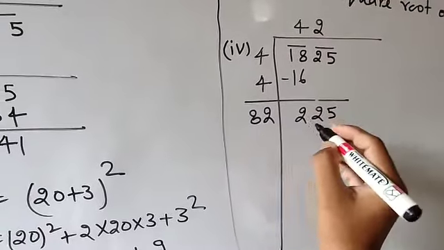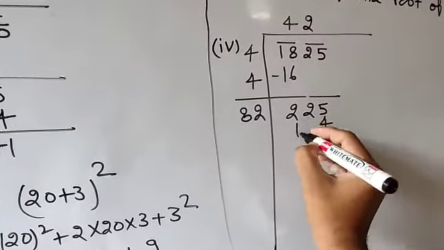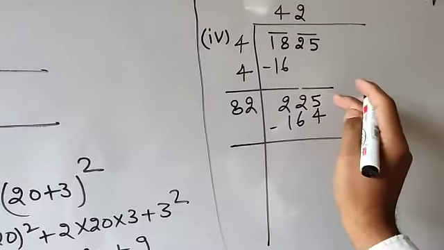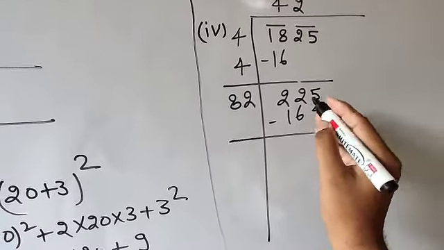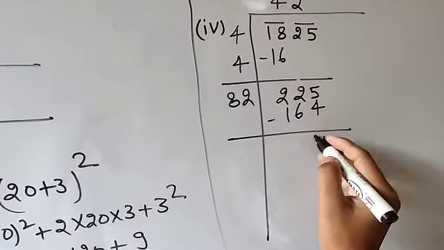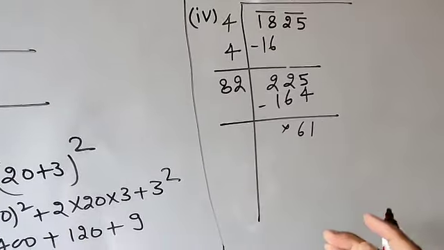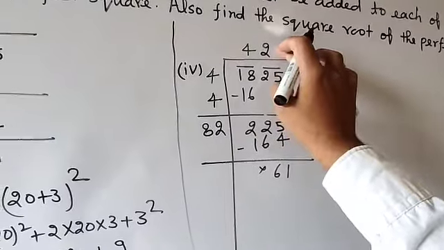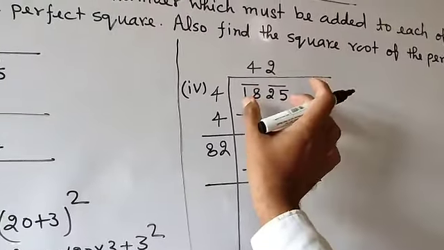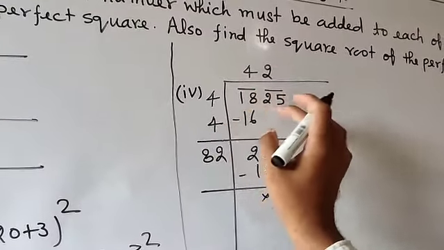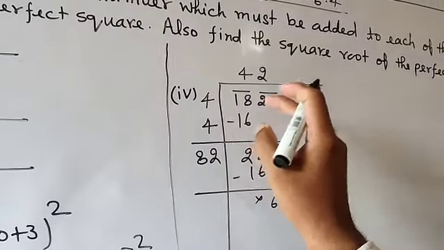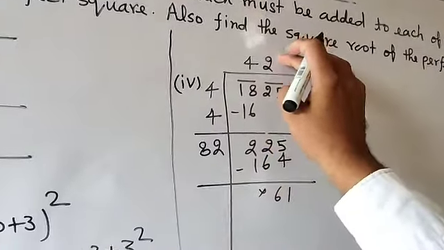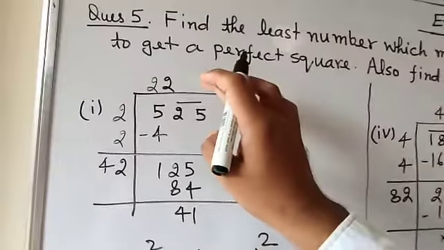So here it is 2, here it is 2. So 2 2 is 4, 2 8 is 16. So if you are going to subtract 5 minus 4, 1. Here 12 minus 6, 6. That is 61. So students, here you are going to get 42. So whatever number you will add to 1825, that will be the square of 43. So find the square of 43, just similar to this question.